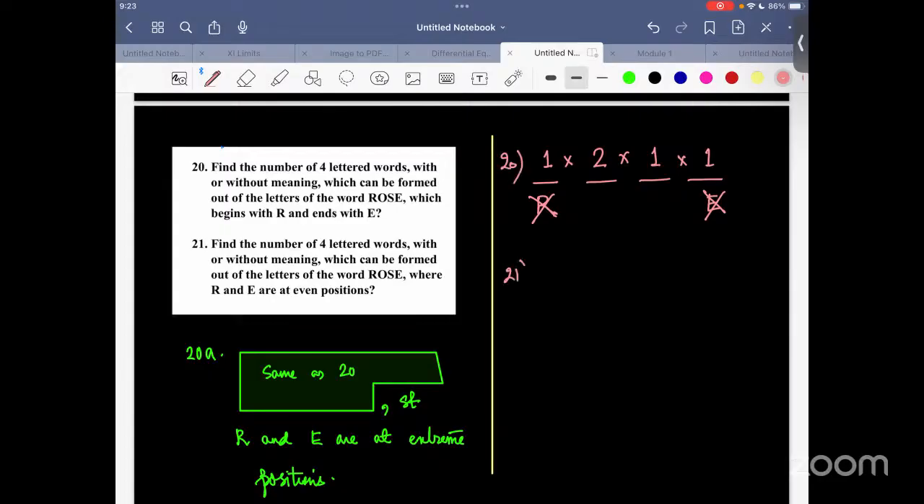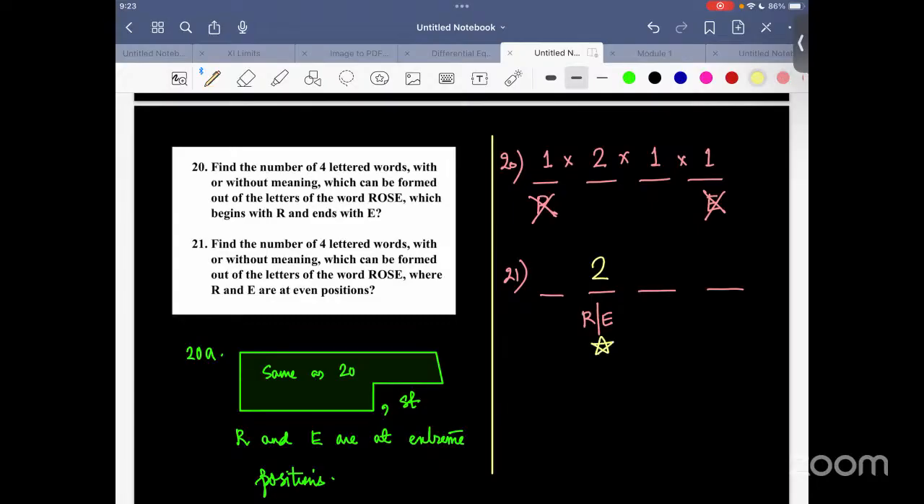Question number 21. Find the number of four-letter words with or without meaning which can be formed out of the letters of the word rose where R and E are at the even position. So where would R and E come? R would come here, E would come here, or vice versa. E can come here, R can come here. So who can come here? Sir, it can be R or E. So there would be two cases for this position.